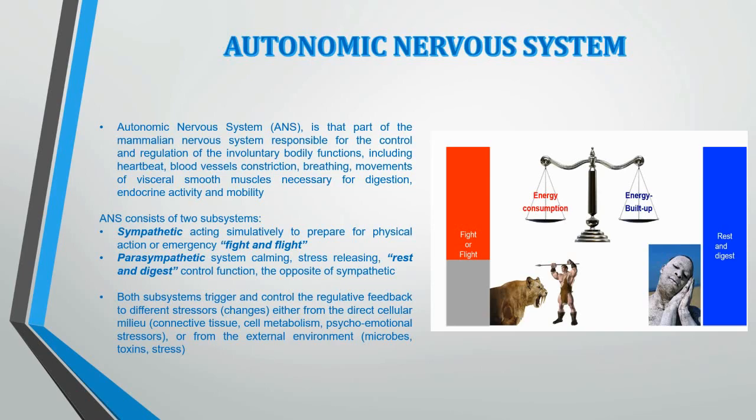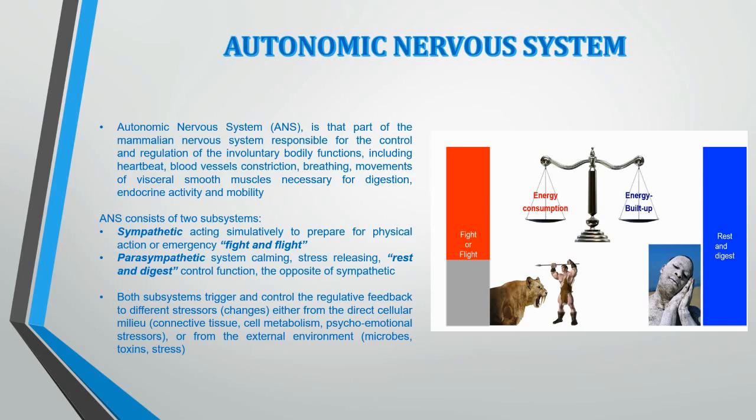And the autonomic nervous system is a part of the mammalian nervous system that is responsible for the control and regulation of the involuntary bodily functions, including, of course, your heartbeat, the blood vessel constriction, the breathing, movements of the visceral smooth muscles necessary for digestion, as well as the endocrine activity and mobility.